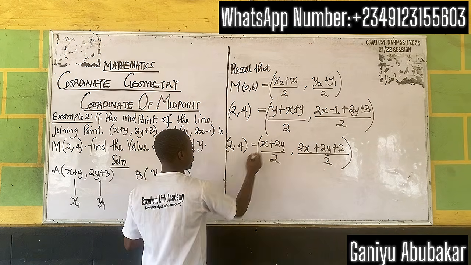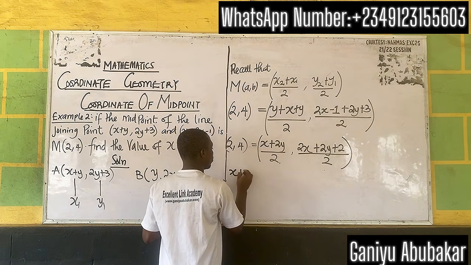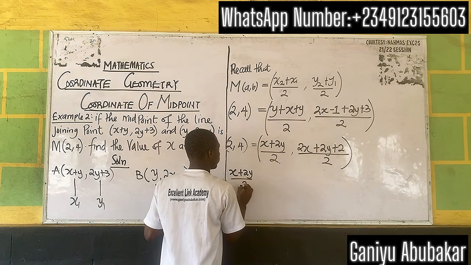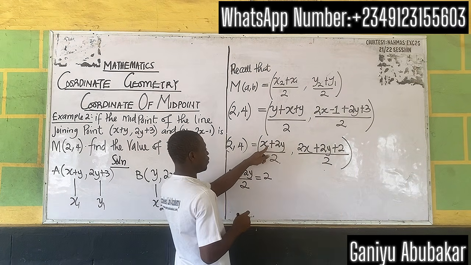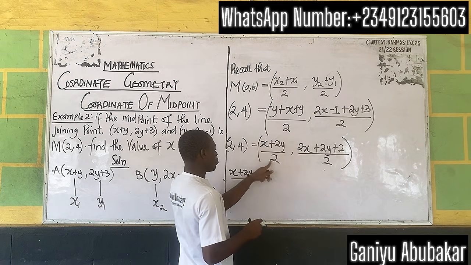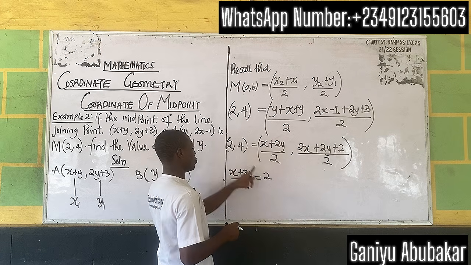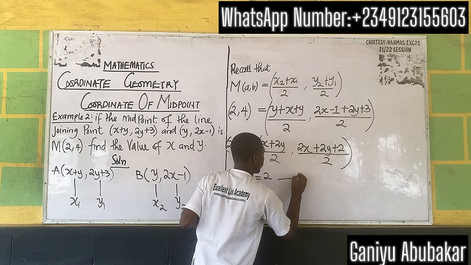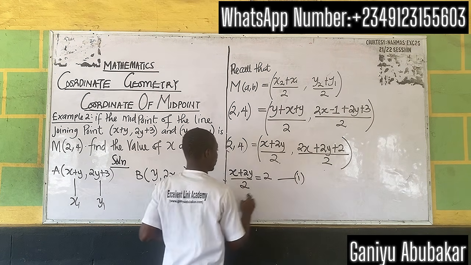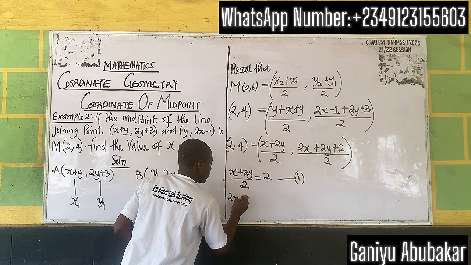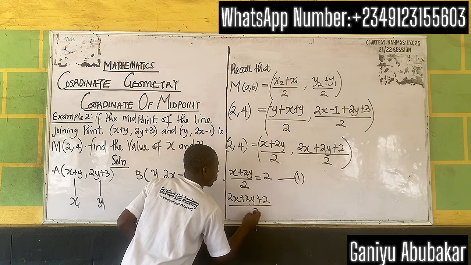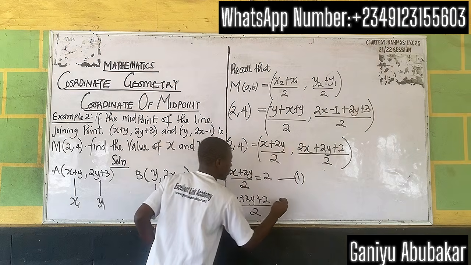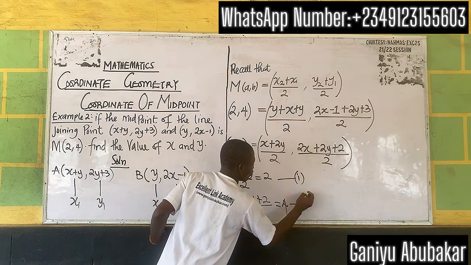So I'm saying that I'll be having (x + 2y)/2 equal to 2, right? Observe this with this. So this equals this, 2 is this. Call this equation 1. Then pick this one here. That's (2x + 2y + 2)/2 equals this one here, which is 4. Call this equation 2.